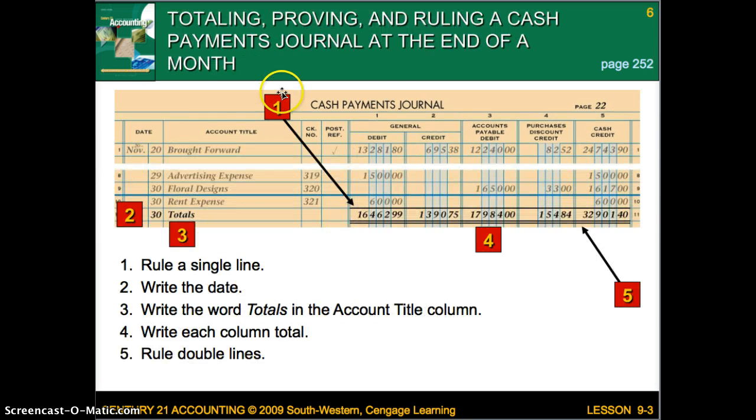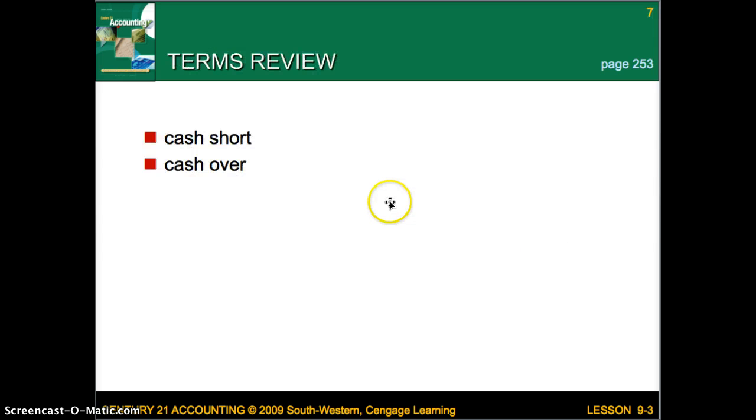Okay. Totaling, proving, and ruling a cash payments journal at the end of the month, you know how to do this. Single line, date, totals, total them up, and give me a double line. Cash short, cash over. That's all you need to know.